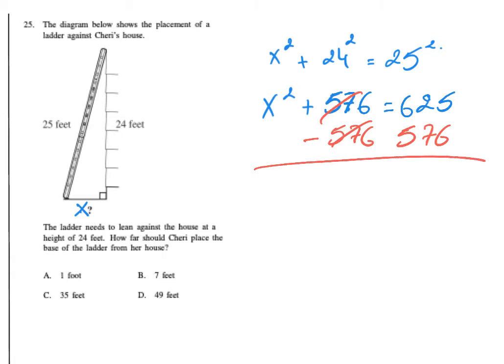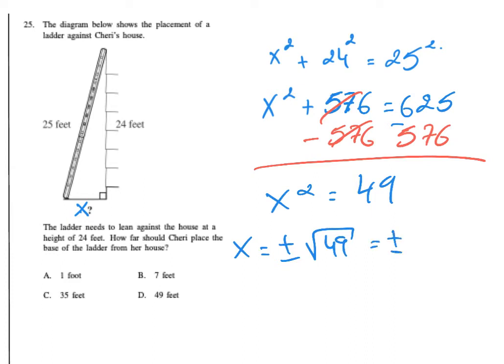So we're going to have x squared equals 625 take away 576, which will be 49. And so x will be plus or minus the square root of 49, and the square root of 49 is 7. So we got two answers here: x equals -7 or x equals 7.